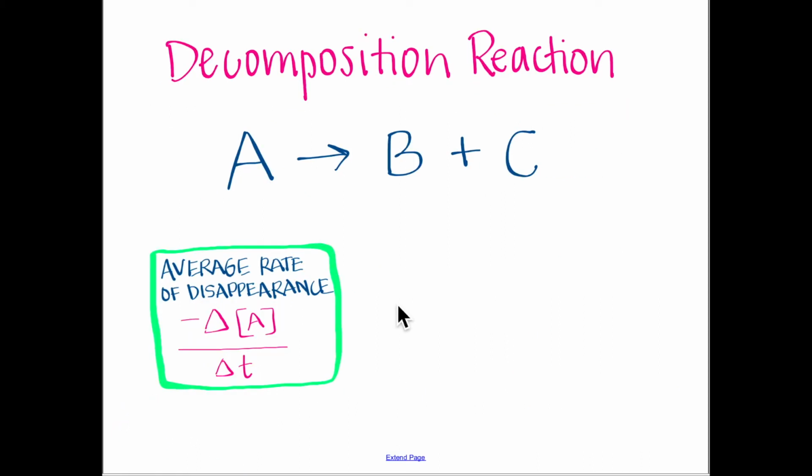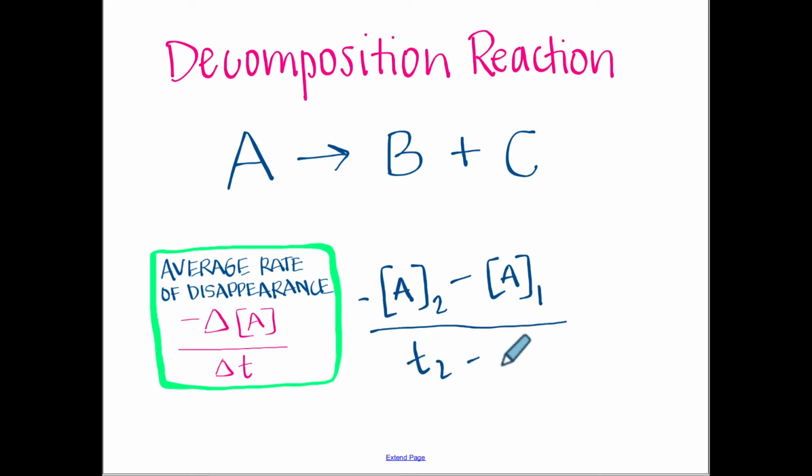First calculation involves decomposition reactions. This is when you have one reactant that breaks down into two or more products. This is the equation that we're going to use for average rate of disappearance of a reactant. The delta here means change in, which means you're going to take the concentration of the reactant you're dealing with at the end minus the concentration of the reactant at the beginning, divided by, and we'll make that negative, the T2 minus the T1.